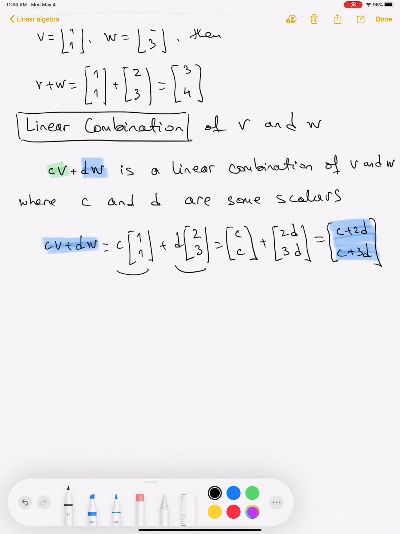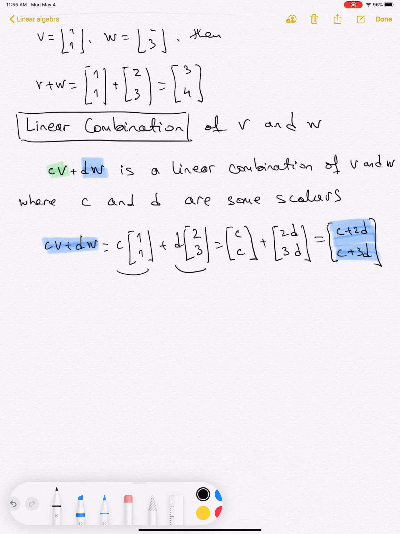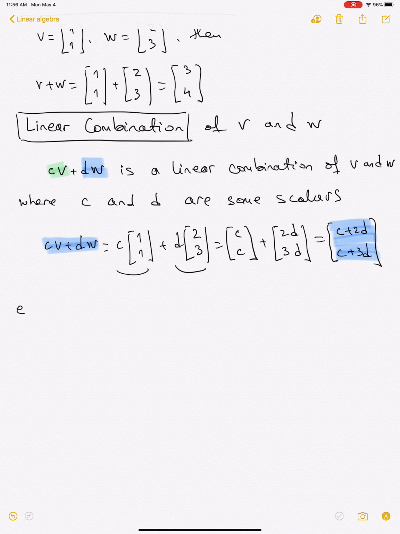Let's look at some examples. So how do we get different linear combinations of v and w? Well, we just need to pick some c and d. So if we take c to be 1 and d to be -1, what do we get? Well, we simply get v minus w.